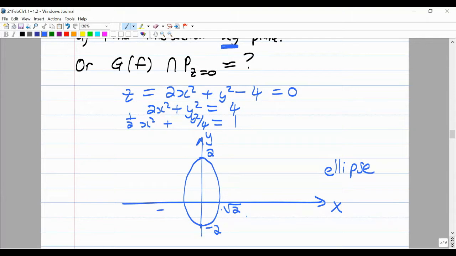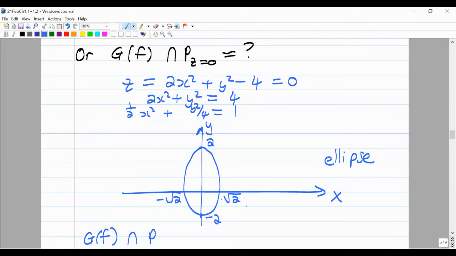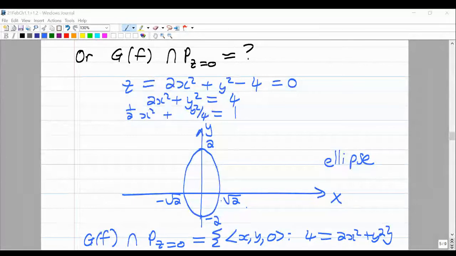There we go. And if you want to, you can even answer this question. So the graph of f is all the 3D vectors intersecting it with a plane when z is equal to 0. So that's going to be all the 2D vectors x, y, 0, such that 4 is equal to 2x squared plus y squared. Remember, we are taking the surface and slicing it with an xy plane, and the output will be an ellipse. Are there any questions?